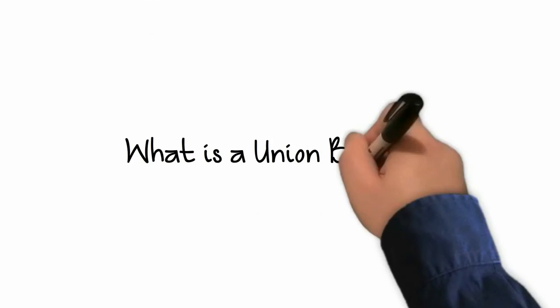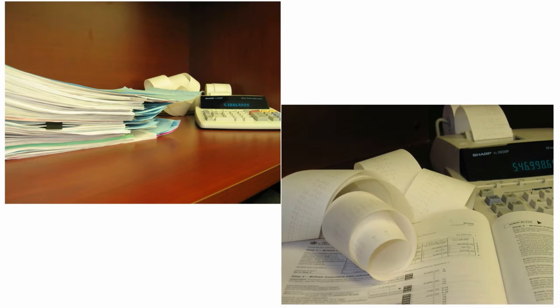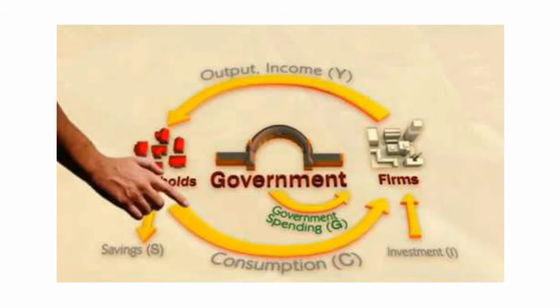What is a union budget? A union budget is a financial statement of the government. It is a plan of expenditure, or spendings, by the government and how it proposes to fund it.